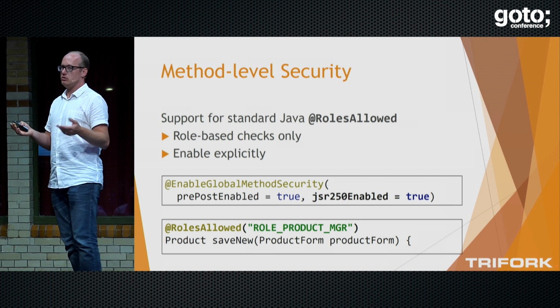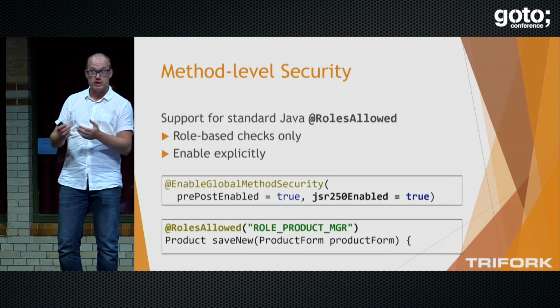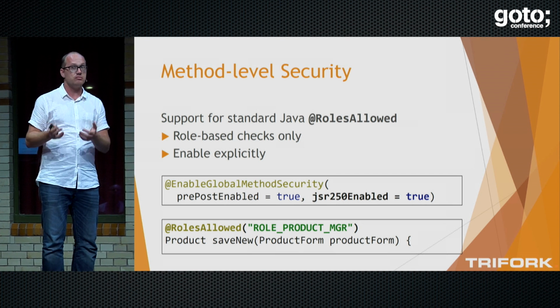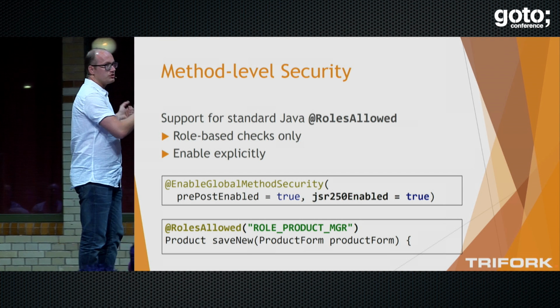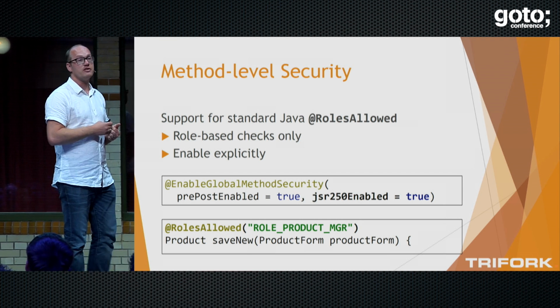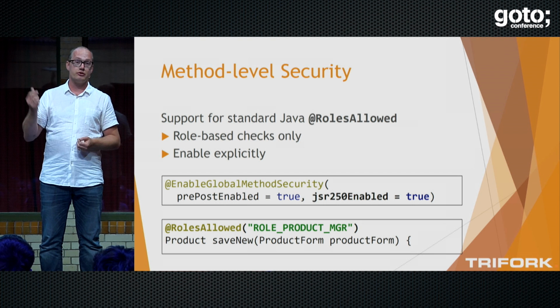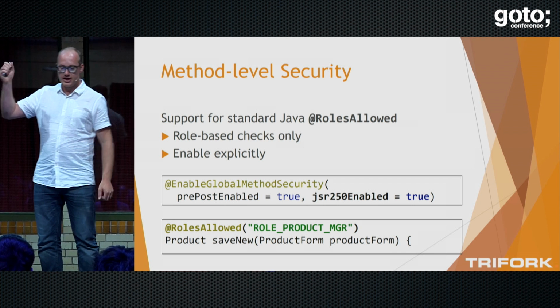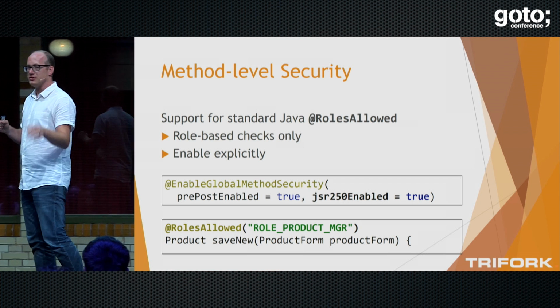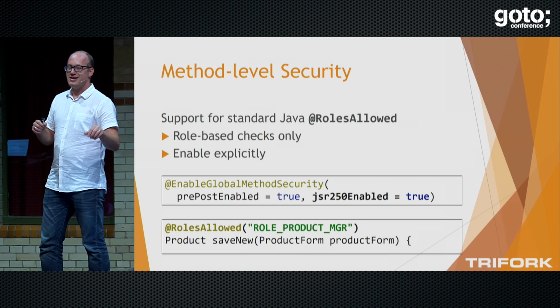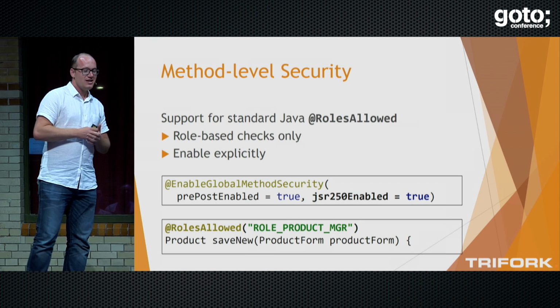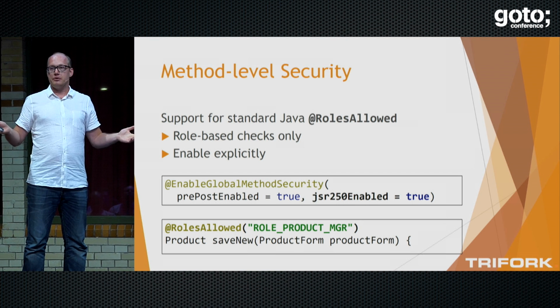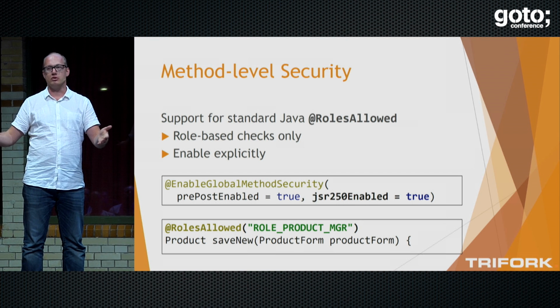Now, if you really only care about roles, and you also really care about standards, you can use an @RolesAllowed annotation, which is a standard Java annotation. It's fully supported by Spring Security, although you have to add support for it explicitly by saying jsr250Enabled is true, because that's the name of the specification that includes this annotation. But this will only allow you to say users should have a certain role and nothing else.